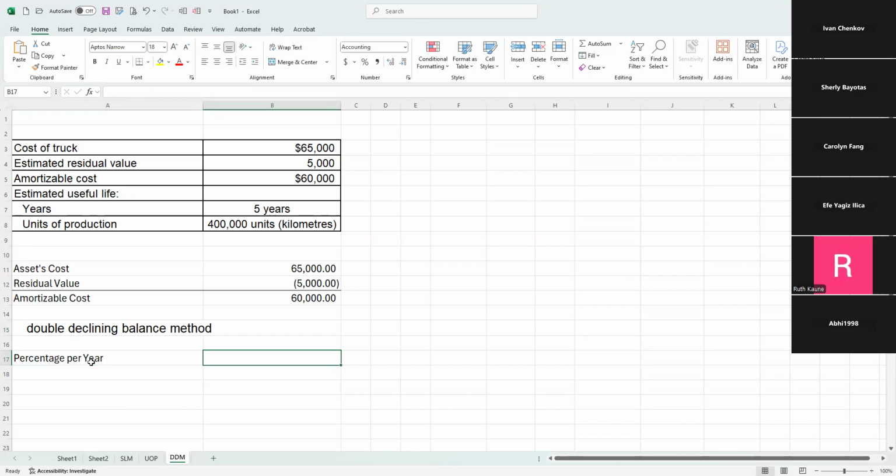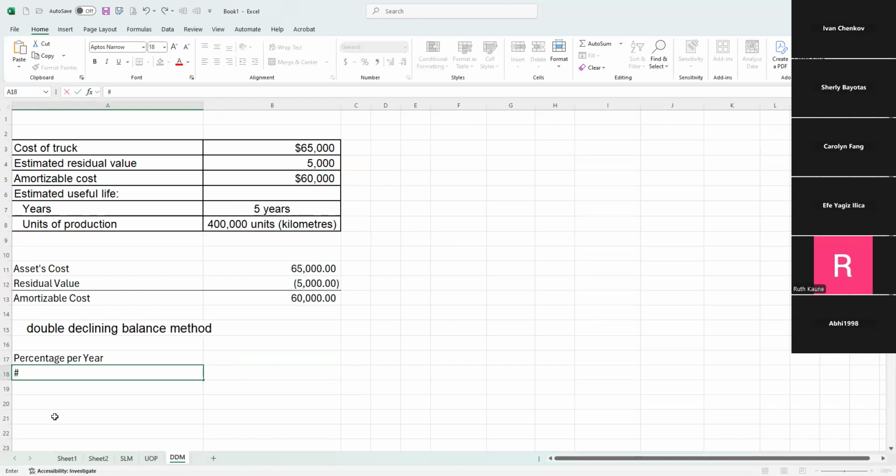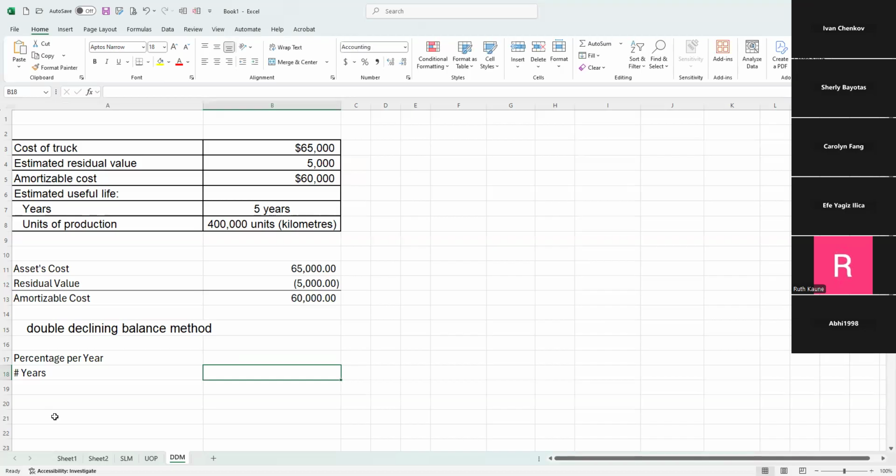How can I do that? Do I know how many years I'm using the asset? 5 years. That's not a dollar amount, that should be purely a number. 5 years. So how can I get the percentage?